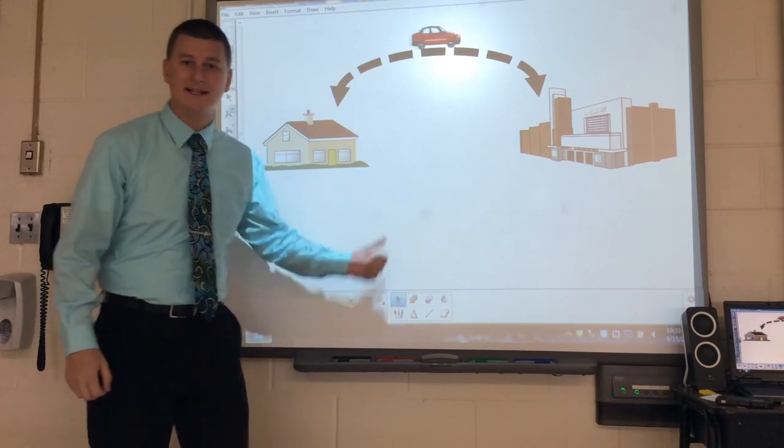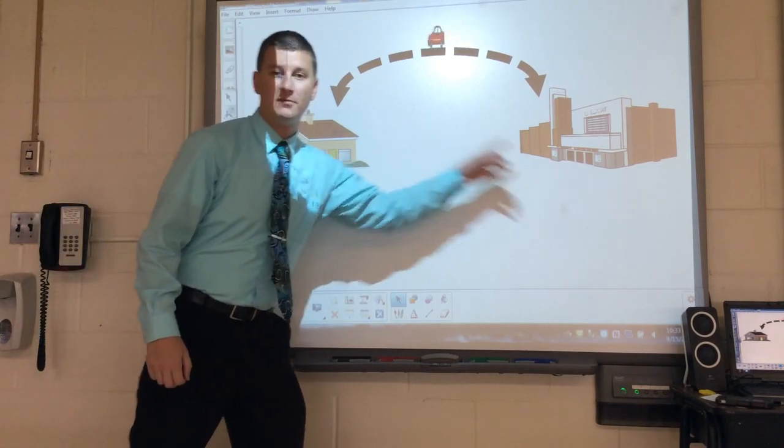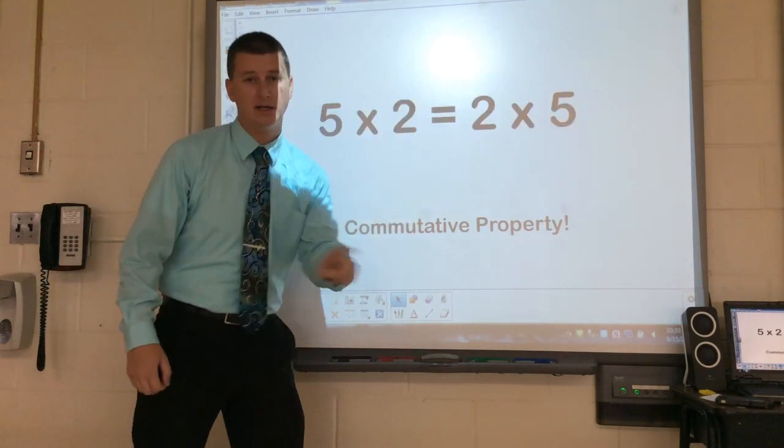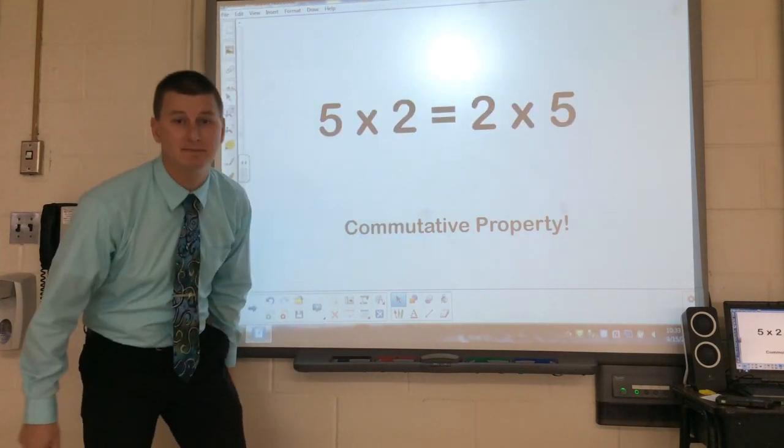Commutative property, it's like a commute. If you're going there, in fact, you take the same route. So 5 times 2 is also 2 times 5. But it only applies when you add or multiply.